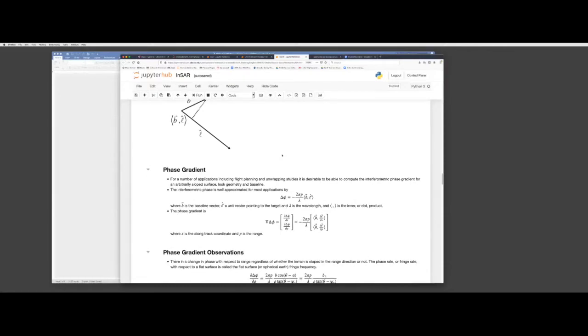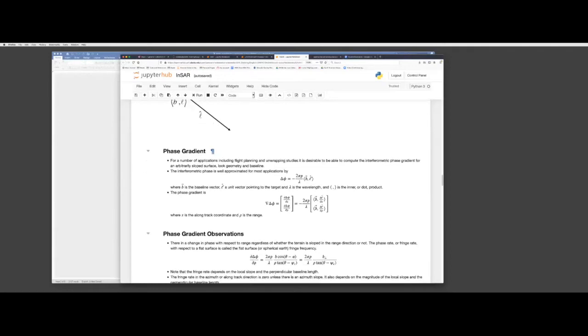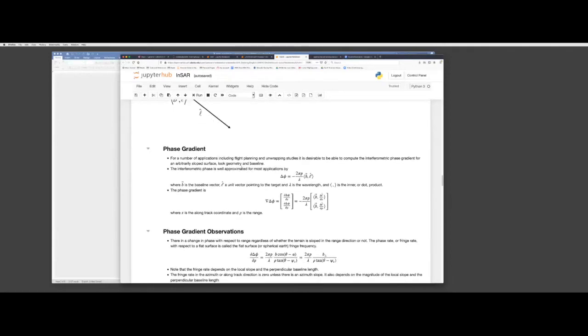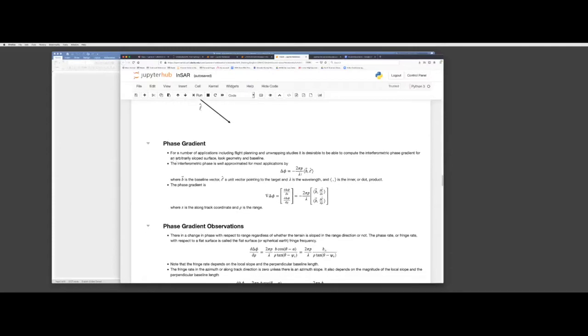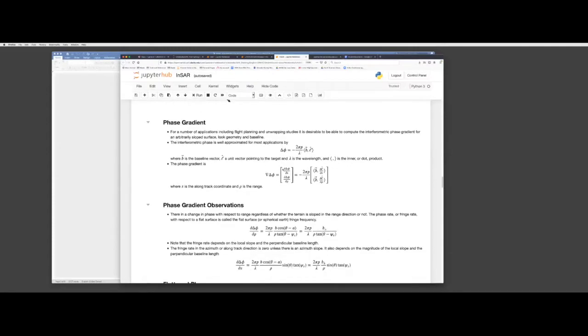Something that's of interest is the phase gradient. In many of the things that we study, phase gradient tells you the change in phase as a function of range or the along track position. And when you look at an interferogram, that phase gradient may be apparent to you depending on what the baseline actually is and how the data are processed. So again, here's the formula from the previous cell.